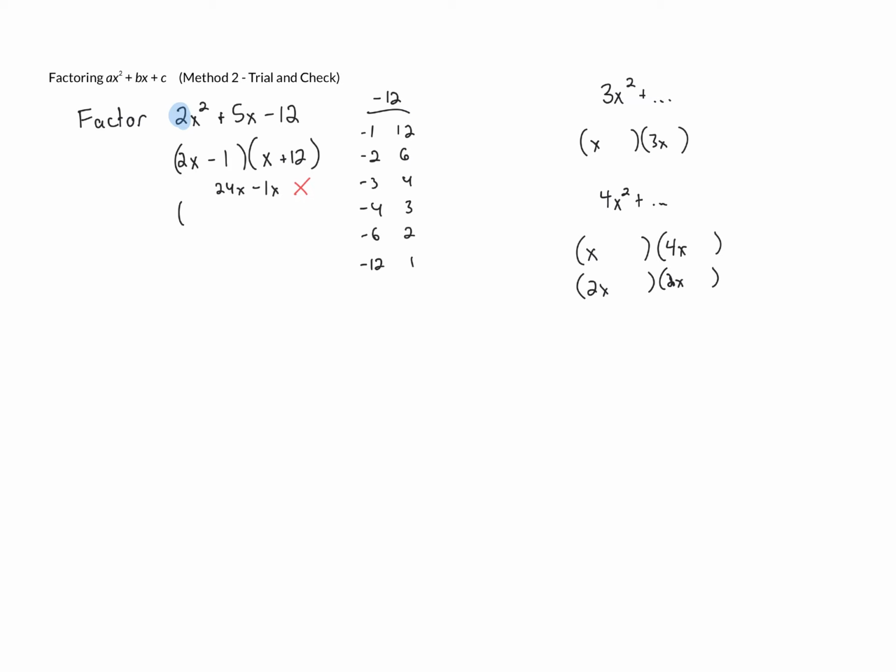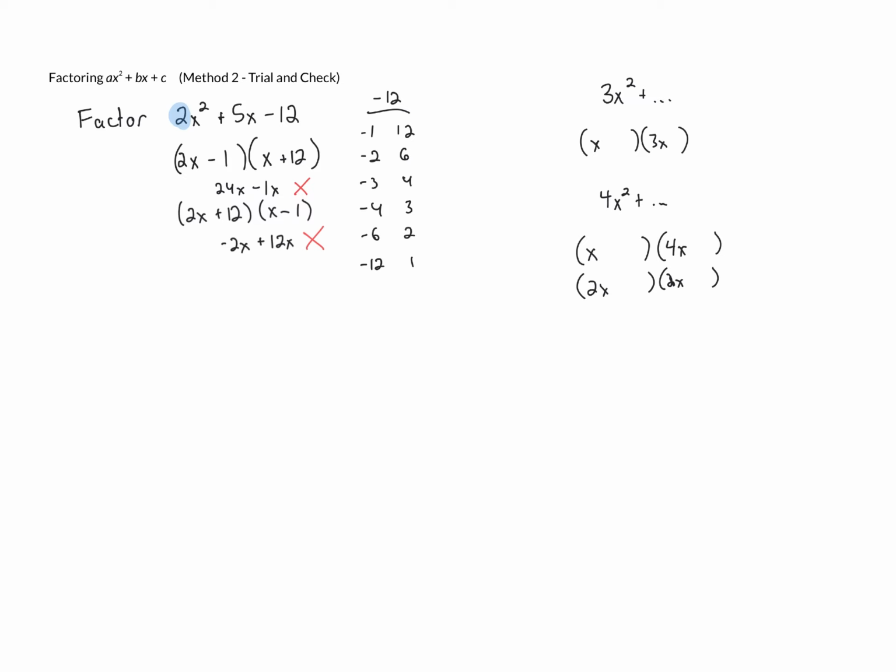And so we can continue. We can try and switch them. 2x plus 12 times x minus 1. And in this case, the outer terms, 2x times negative 1 is negative 2x. The inner terms, 12 times x is positive 12x. When we add those up, we get 10x, which is not what we're looking for. So that is also not going to be the right answer.